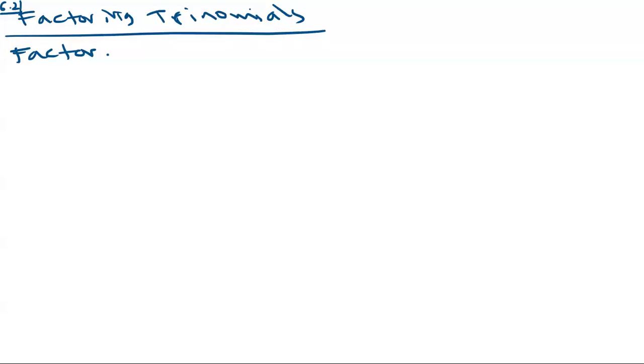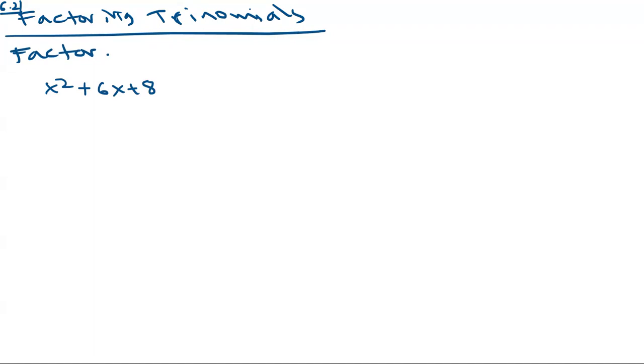Okay, so now we're moving on to 6.2, which is factoring trinomials. I'm sure you've seen this in the past before, so hopefully it will be a good refresher for your mind. So let's say we have a trinomial, which means there's three terms, right? Let's say we have the trinomial x squared plus 6x plus 8. So we want to factor this trinomial.